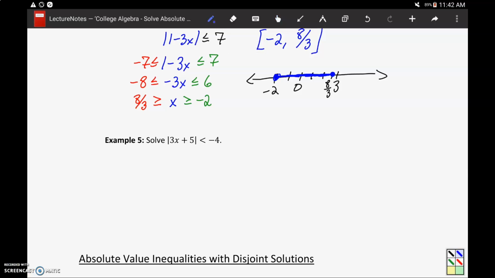In example 5, we have the absolute value of 3x plus 5 less than -4. But what we know is that the absolute value of 3x plus 5 has to be greater than or equal to 0, because the absolute value of anything always has to be a non-negative result. So the fact that we have this absolute value statement set to be less than some negative value, or even just strictly less than 0, means that there is no solution, or that the solution is the empty set.